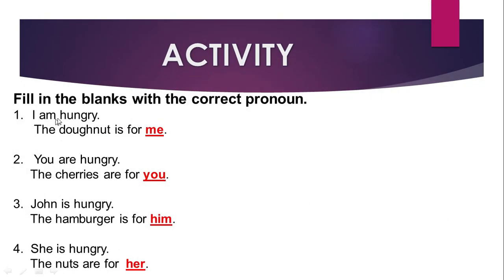I am hungry, the donut is for me. You are hungry, the cherries are for you. You will not undergo any change. John is hungry, the hamburger is for him. As John is a boy, we have to use him. She is hungry, the nuts are for her. She's a girl, so I have used her for the girl. Okay, let's see the next one.